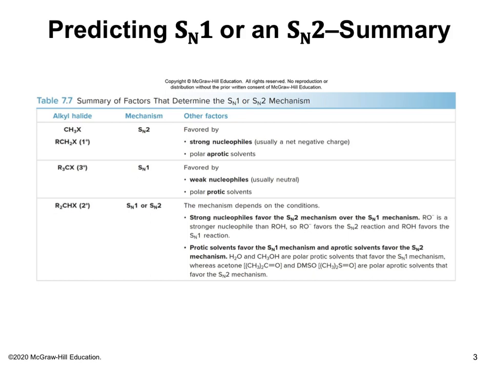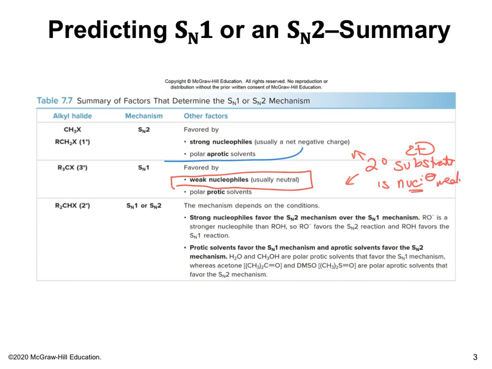So how do you predict between SN1 and SN2? Well, the key here is your nucleophile. If you have a secondary substrate, your electrophile, then it can go either SN1 or SN2. And so then you have to look, is your nucleophile weak? If you have a strong nucleophile and polar protic, it's going to favor SN2.